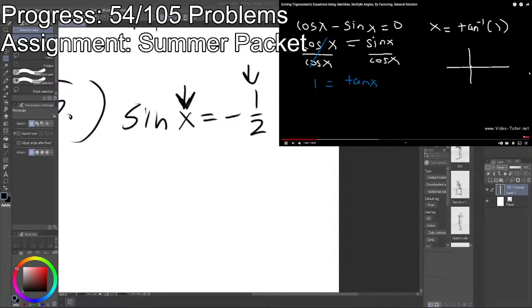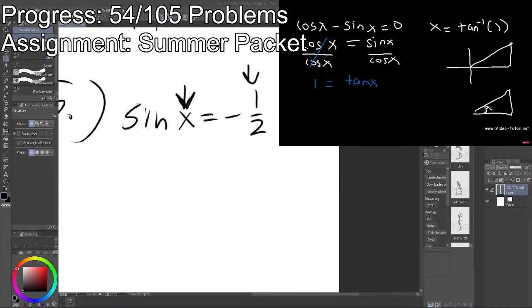Know your triangles. There are two triangles you need to know: the 30-60-90 triangle and the 45-45-90 triangle. Across the 30 is 1, across the 60 is √3, across the 90 is 2.